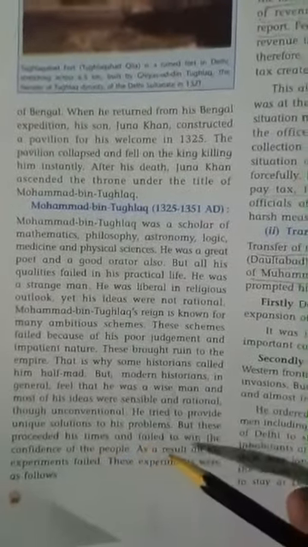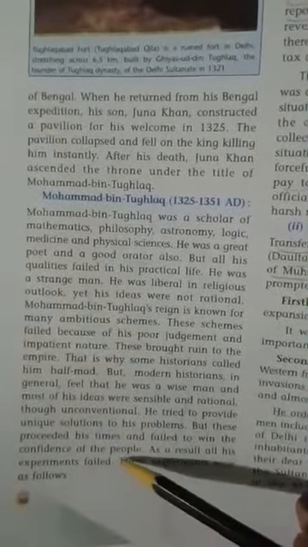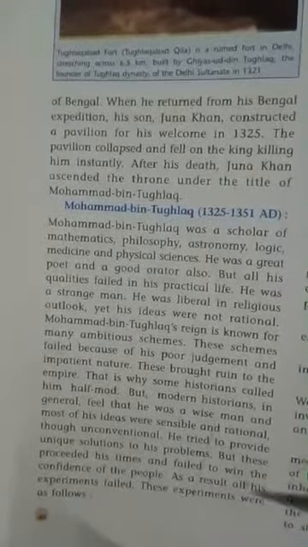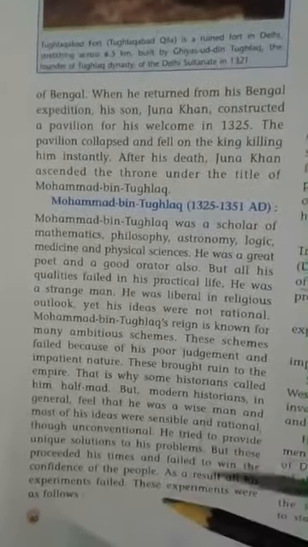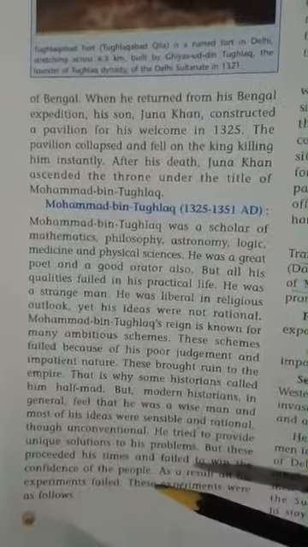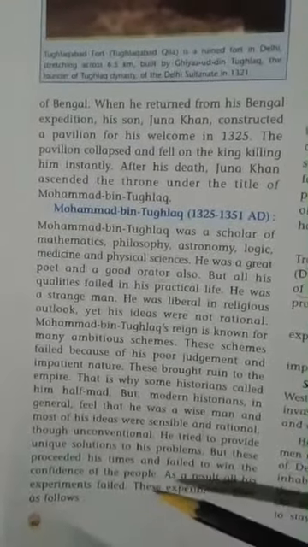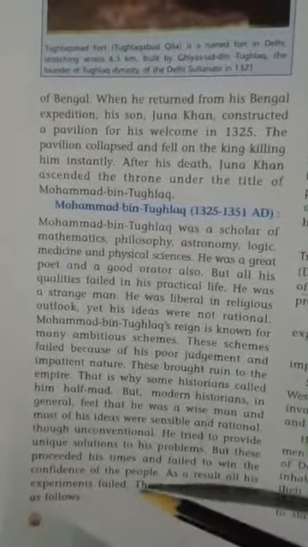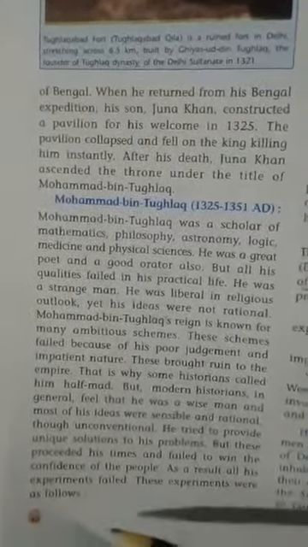He tried to provide unique solutions to his problems, but this preceded his times and failed to win the confidence of the people. So the solutions provided by Muhammad bin Tughlaq for the problems were far beyond that time, meaning they were not suited to that particular period, and so he failed to win the confidence of the people. As a result, all his experiments failed. These experiments were as follows.